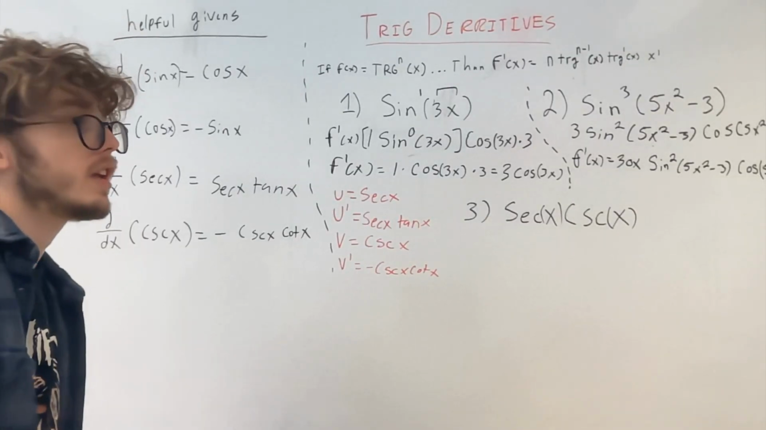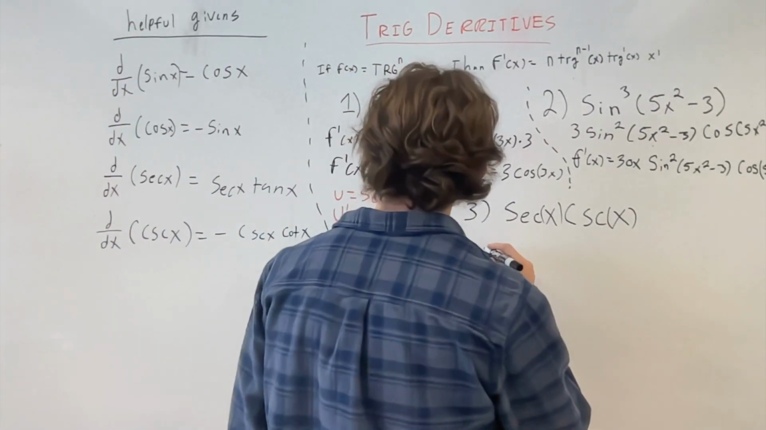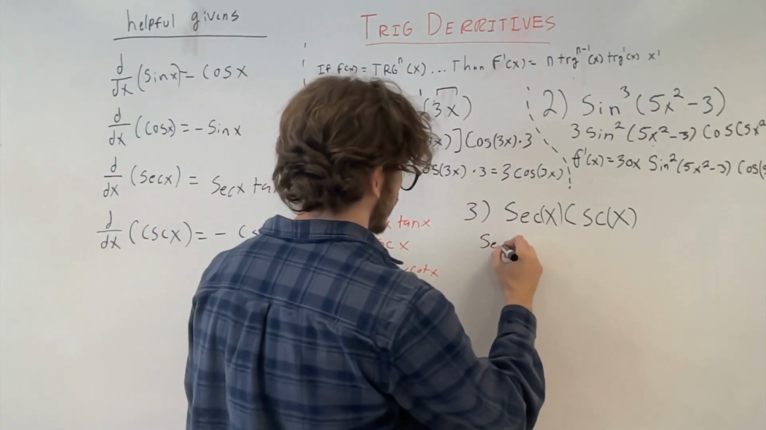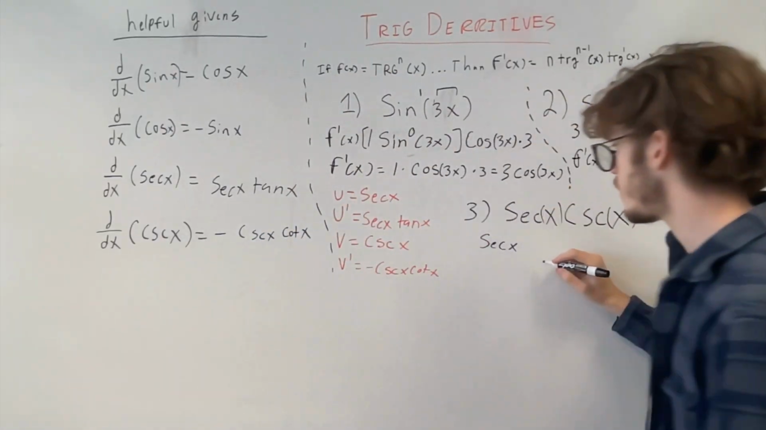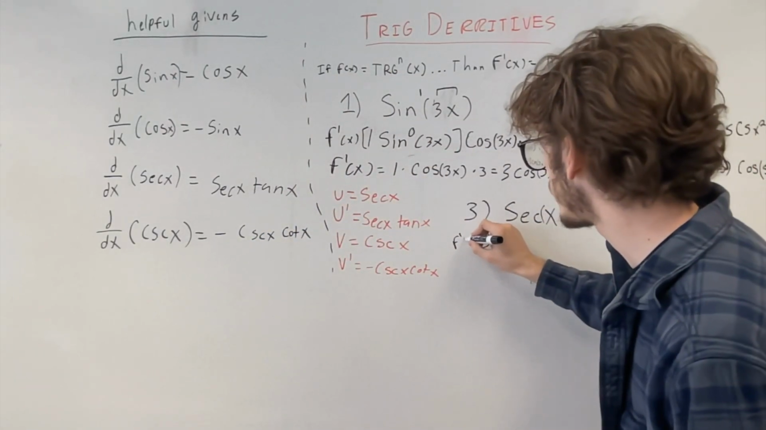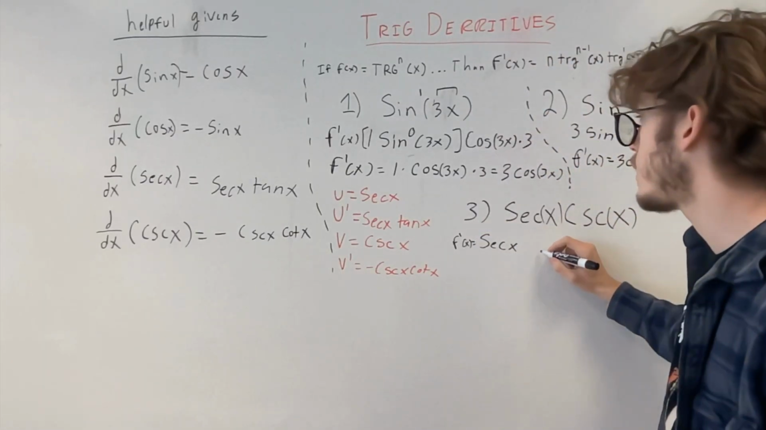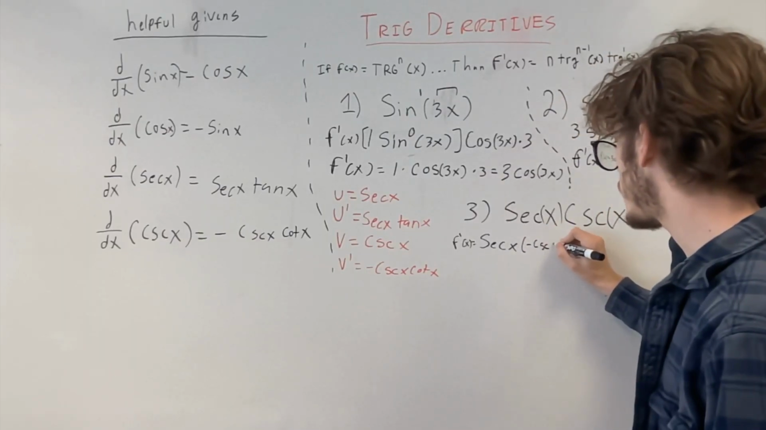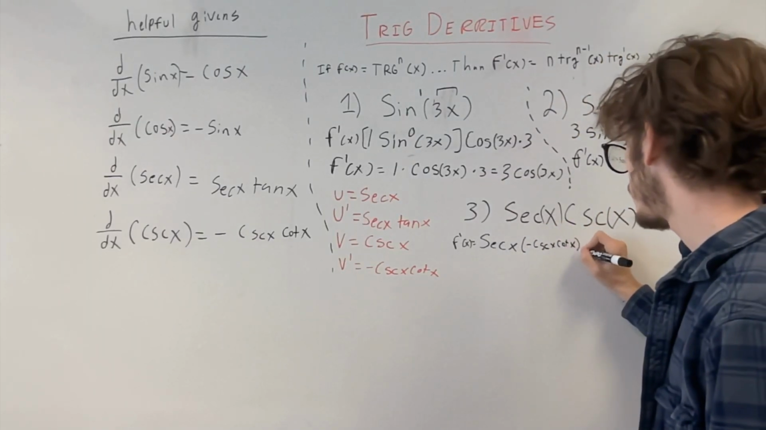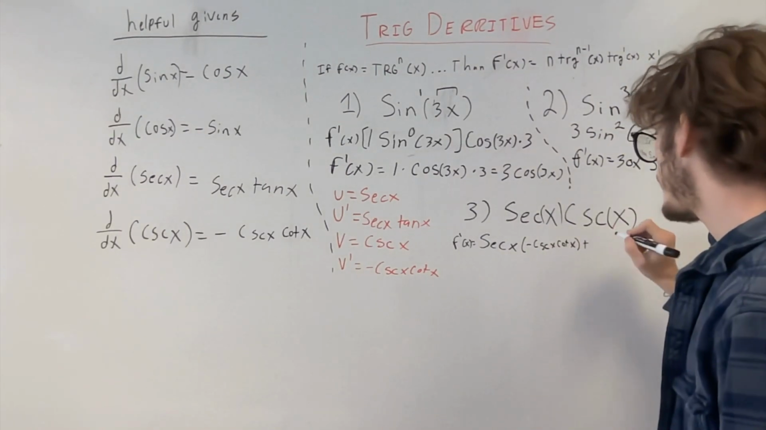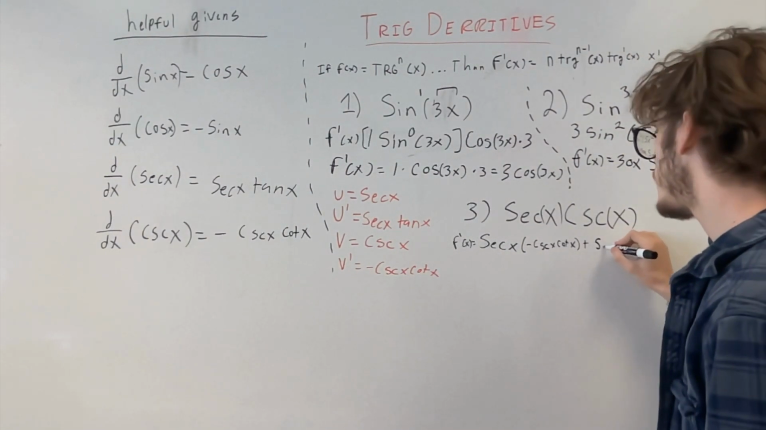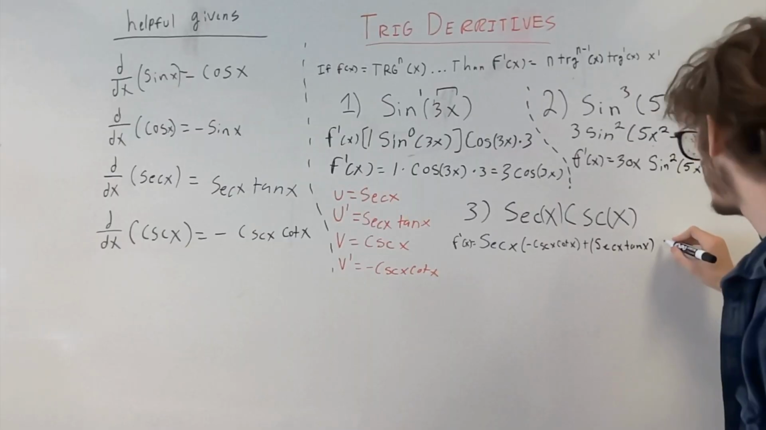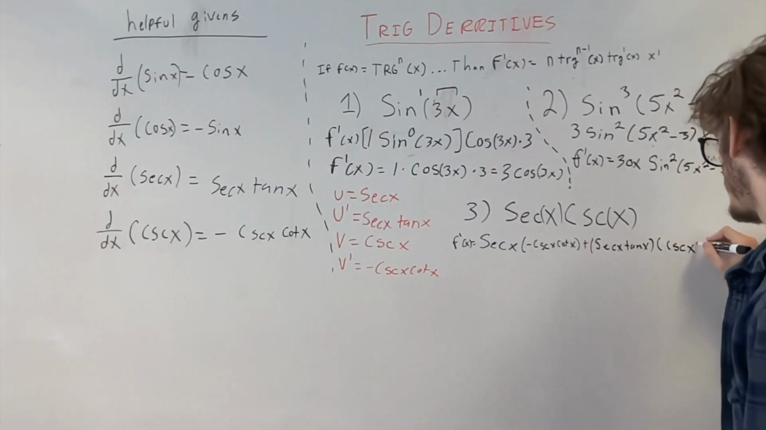Now we need to plug and chug. So we're going to do u times v prime first. So secant of x, and maybe I'll go over here. Secant of x, so f prime of x is equal to secant of x times negative cosecant x cotangent x. And then we're going to add that to u prime, secant x tangent x, times cosecant x. Okay.